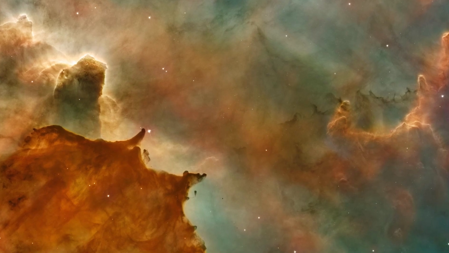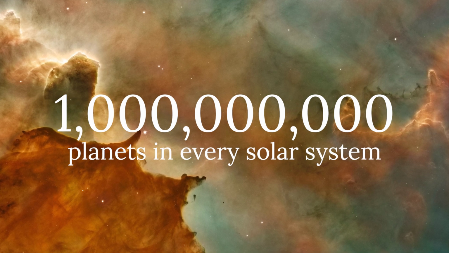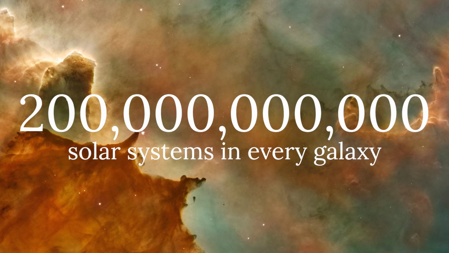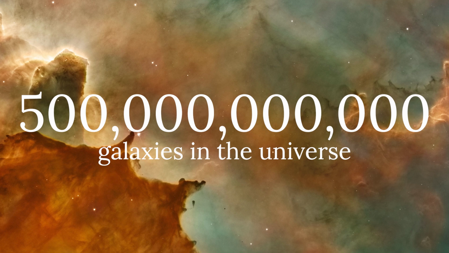There are more possible combinations than atoms on Earth. Let me explain it in a different way. Let's imagine that there are 10 billion people on every planet, and 1 billion planets in every solar system, and 200 billion solar systems in every galaxy, and 500 billion galaxies in the universe. If every single person on every planet has been shuffling decks of cards completely at random at 1 million shuffles per second since the beginning of time, you would not even come close to creating all of the possible combinations.